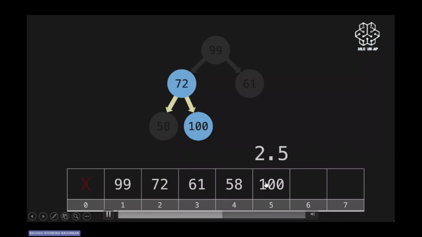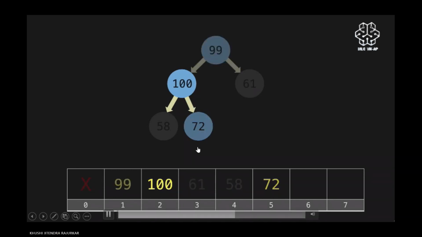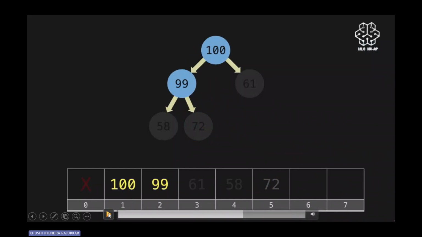We had our 100 node, we divided by 2 and then we found the value at index 2, and then we simply swapped those two elements. And then we carried out this operation again. We divided 100 by 2 and found index 1 to be our parent, and then we swapped those two.